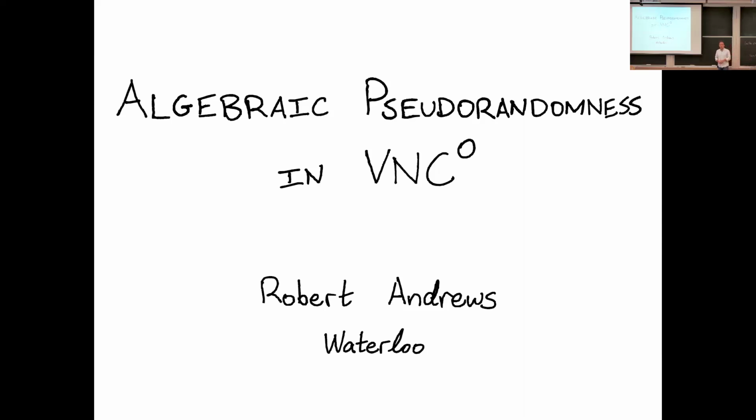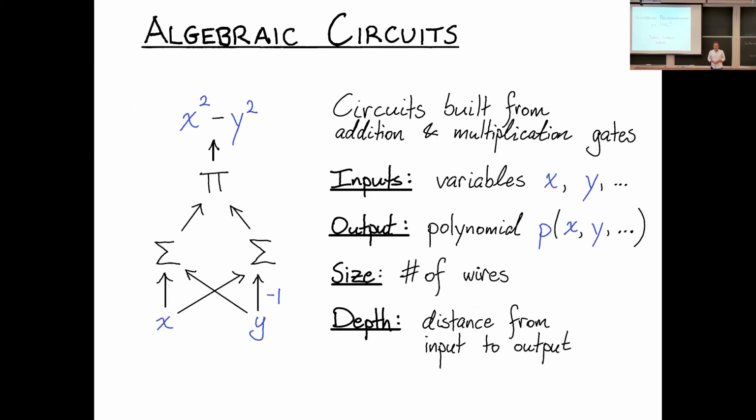So today I want to talk about pseudorandomness in the context of algebraic complexity theory, and tell you about some results that take a bit of a different perspective on the problem than is usually considered in the literature on this. Since this is the first talk on algebraic complexity, we need to go through some of the definitions, make sure we're all on the same page.